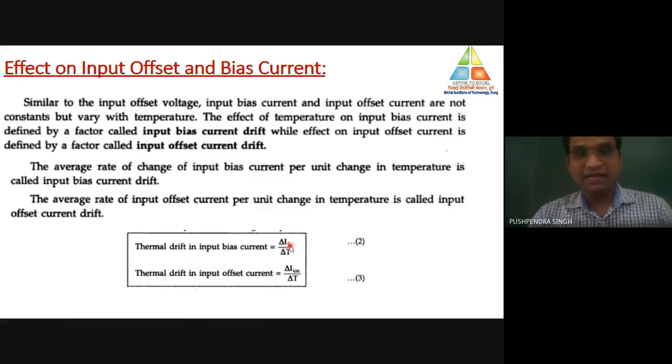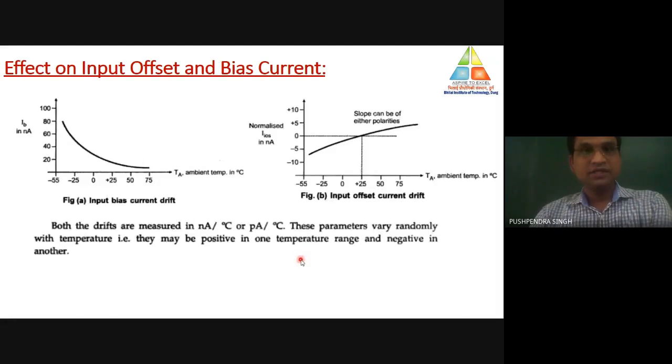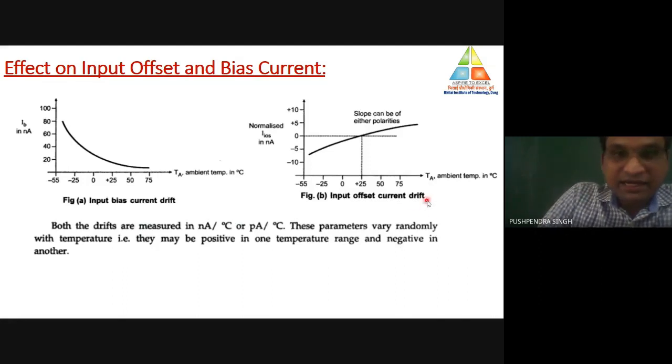Similarly, IB is for bias current. So change in input bias current with respect to change in temperature is denoted as del IB by del T. So these are the two remaining parameters. The plot for input bias current drift is like this.